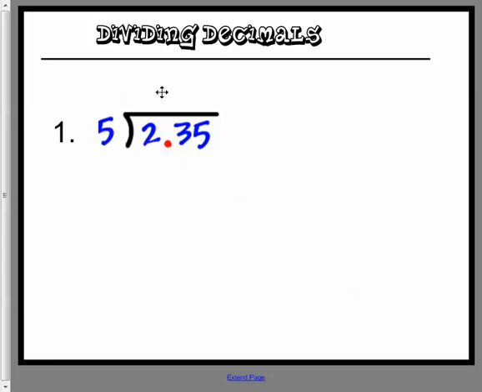So, does 5 go into 2? The answer is no, so we place a 0 here and make sure that we keep the decimal point right above where the decimal point goes. So since it didn't go into 2, let's think of this as a 23.